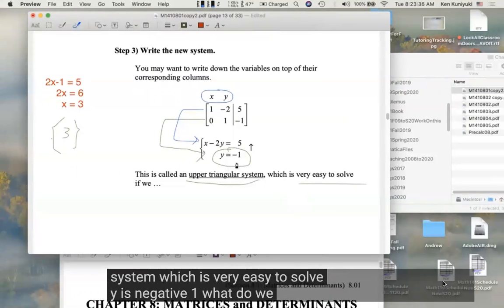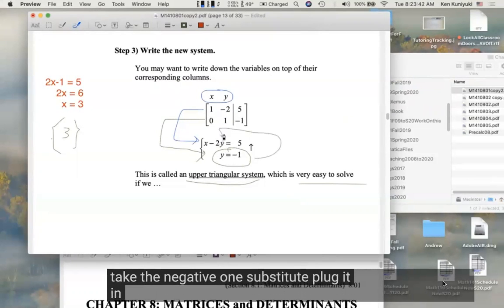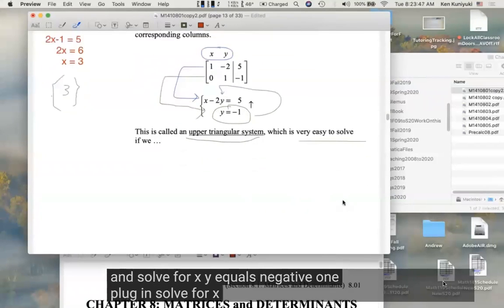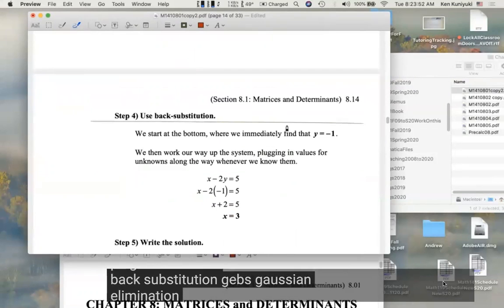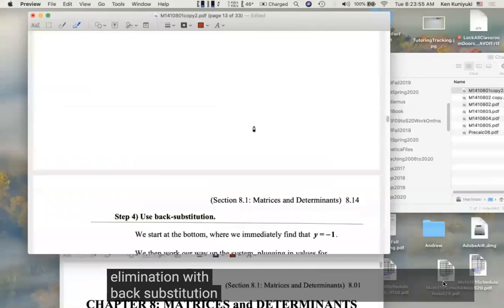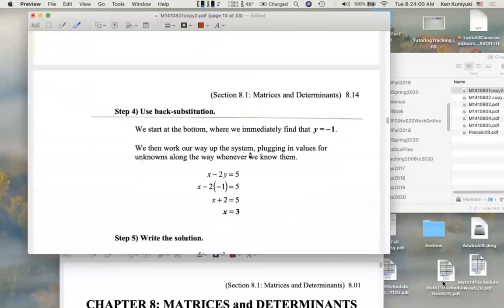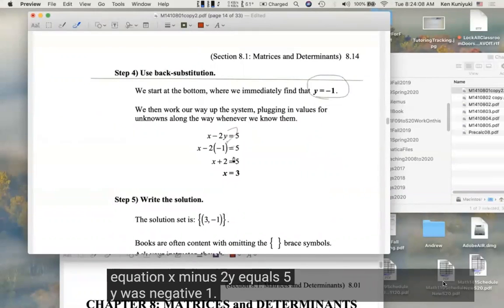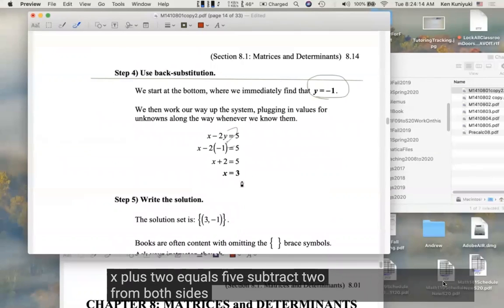Y is -1. What do we do to find X? Take the -1, substitute, plug it in, and solve for X. Y equals -1, plug in, solve for X. Back substitution. GEBS, Gaussian elimination with back substitution. We go up this triangle. So again, when we plug into that first equation, X minus 2Y equals 5, Y was -1. X plus 2 equals 5. Subtract 2 from both sides, X equals 3.